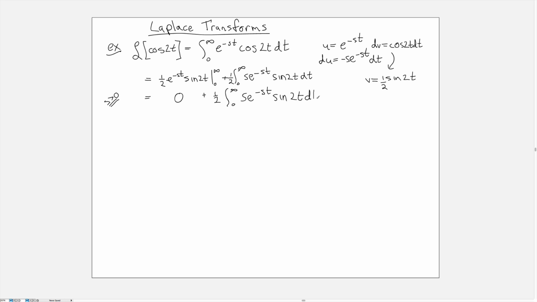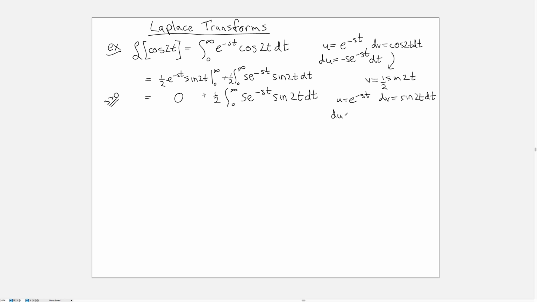Now this looks very similar to the one that we started with up here, except we've replaced cosine with sine. So some may get disillusioned at this point, but if you've taken an integral calculus, bells may be ringing. If not, I'm just going to tell you what you want to do. You want to keep going and use a similar substitution to the first one. U is equal to e to the minus st, and now dv, again, is going to be the trig function, and I'm going to put in the sine of 2t dt.